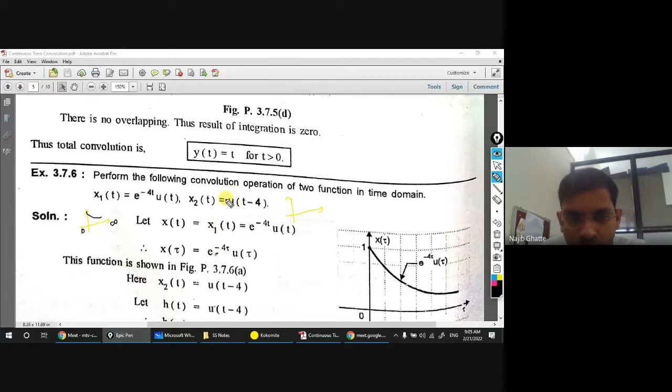If I talk about u of t minus 4, this is a unit step function starting from t equal to plus 4. So from here it is going to start with the magnitude of 1, because it is a unit step function.